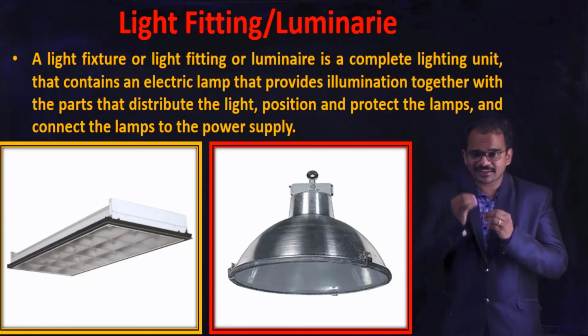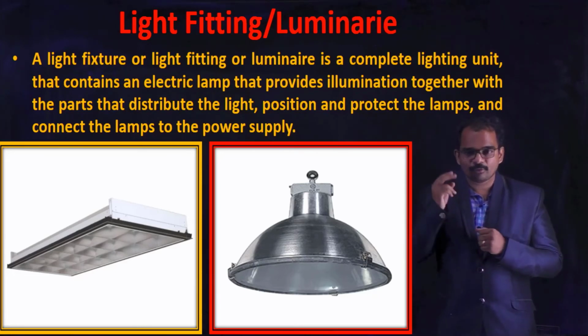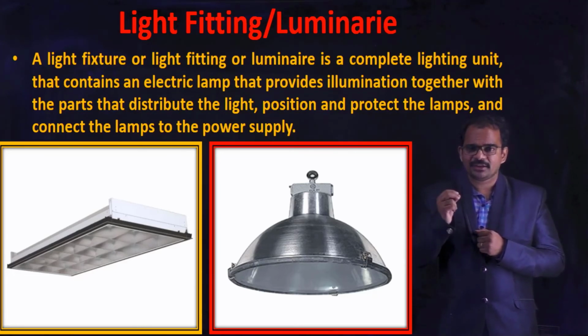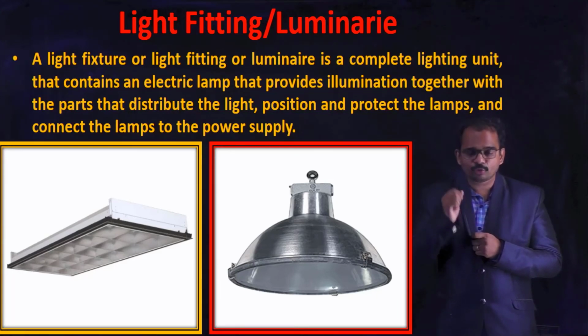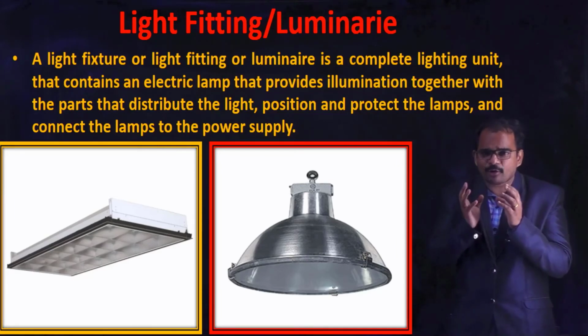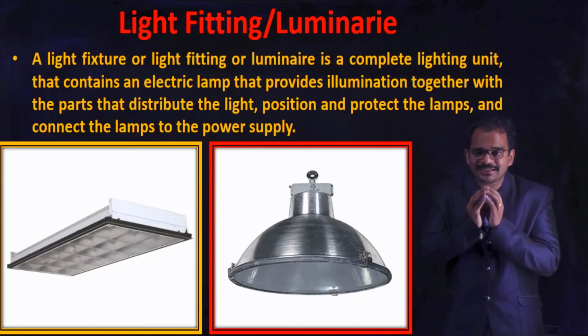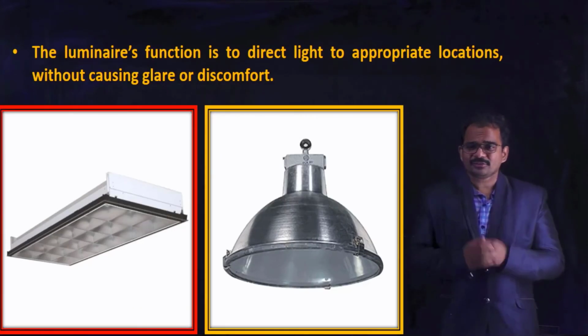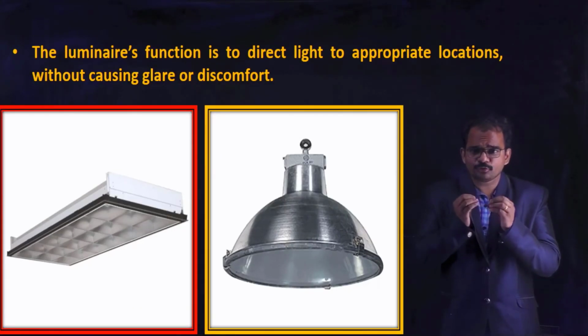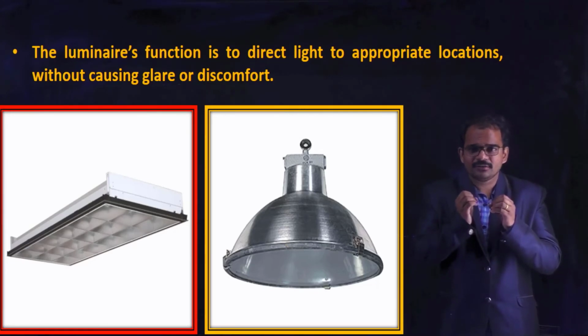So along with the lamp, you require 3 more devices. What are those? A device to distribute the light, a device to place and protect the lamps, and a device to connect the lamp to the electrical supply. All these 3 along with a light bulb, you call a luminaire or a complete lighting unit. So the luminaire's function is to direct the light to appropriate locations without causing glare or discomfort.